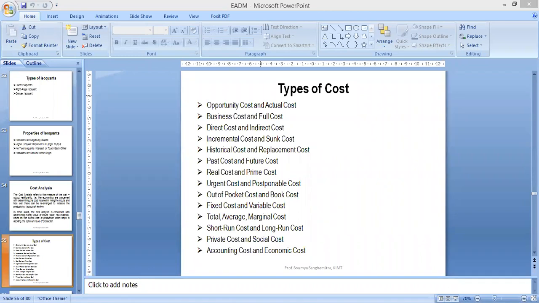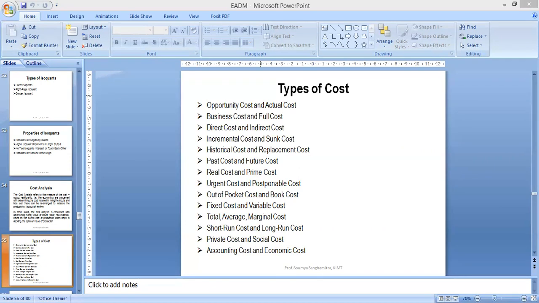Next is business cost and full cost. Business cost include all the expenses which are incurred in carrying out a business. The concept of business cost is similar to the actual or real cost. Business cost include all the payments and contractual obligations made by the firm together with the book cost of depreciation and plant and machinery and equipment, etc.